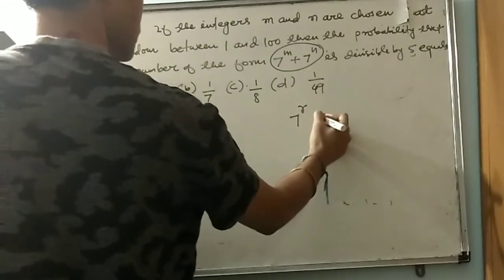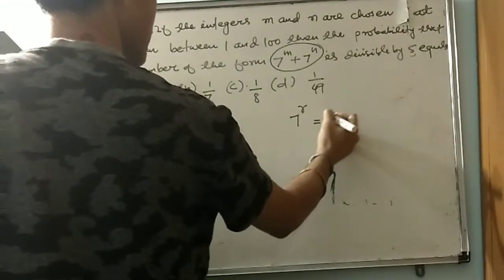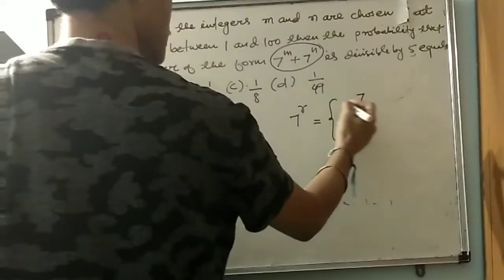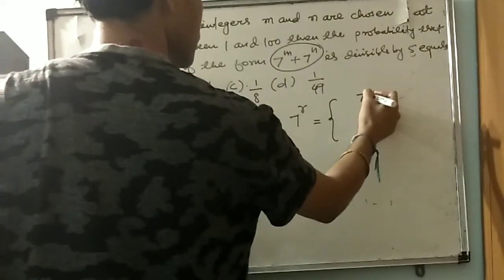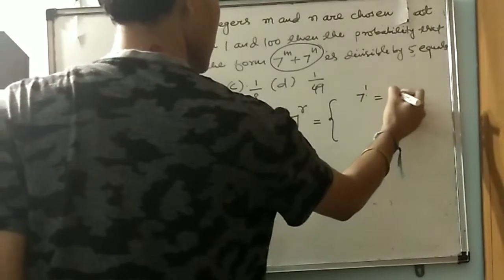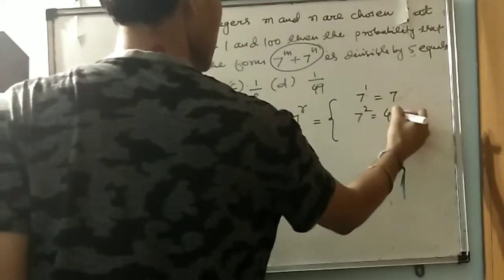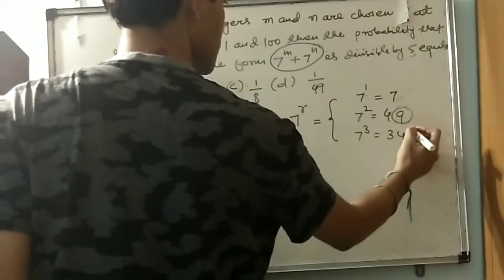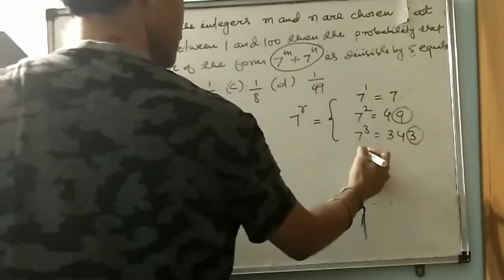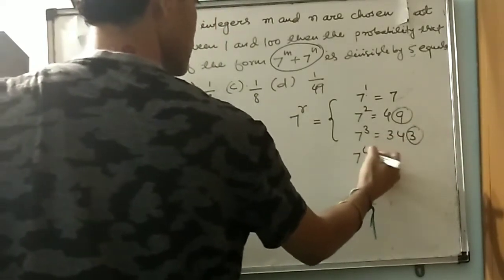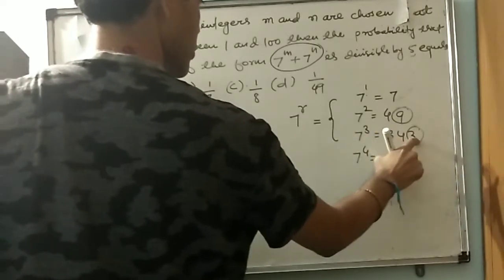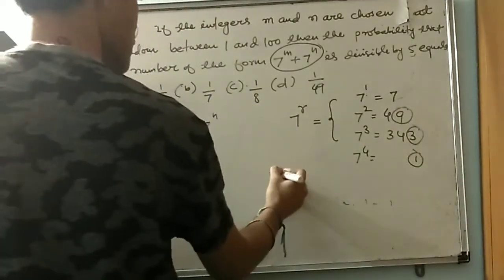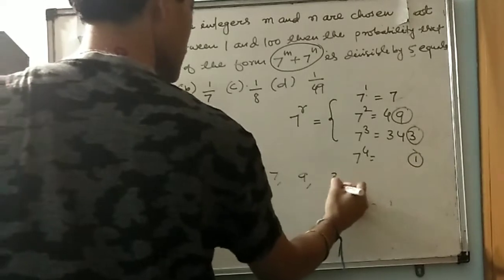So 7 raised to r can end with, in unit place, 7, because 7 raised to 1 is equal to 7. Then we can have 9 in the unit place. Then 3 in the unit place. And then, as you can see, when we multiply with 3 again, we are getting 1 in the unit place. So these are the results: 7, 9, 3, and 1.